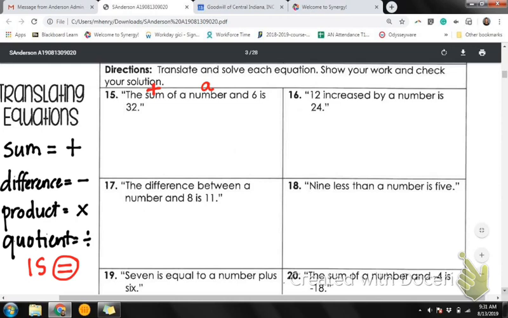So the sum of a number and 6. So sum means I'm doing what? Adding. What two things am I adding? A and 6. And then we have this word is, which means equals in math. 32. So guys, they actually have given you in order of what you should be doing. They said a number, which we said was A. We're adding plus 6 is, which is the equal sign, 32.